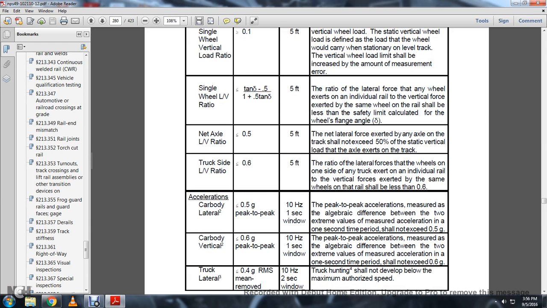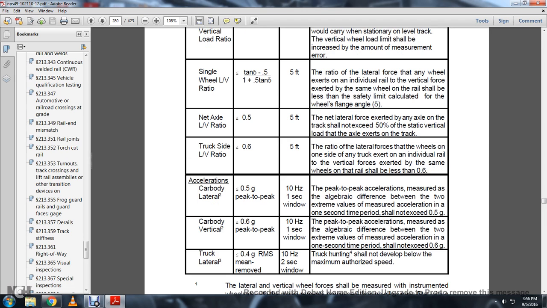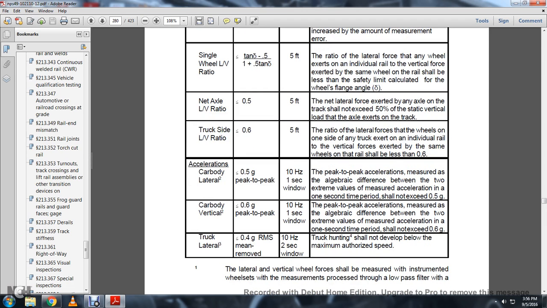Car body lateral acceleration is less than 0.5 G's peak to peak, 10 hertz, 1 second window. The peak to peak acceleration, measured as the algebraic difference between two extreme values of the measured acceleration in a 1 second time period, shall not exceed 0.5 G's. The car body vertical acceleration is less than 0.6 G's peak to peak, 10 hertz, 1 second window. The peak to peak acceleration, measured as the algebraic difference between two extremes of the measured acceleration in a 1 second time period, shall not exceed 0.6 G's.